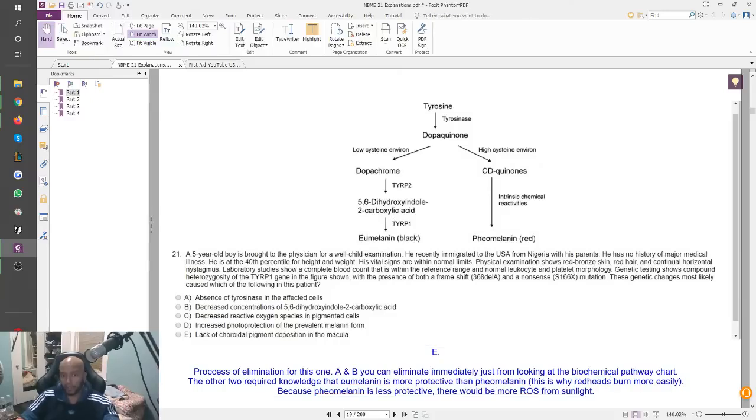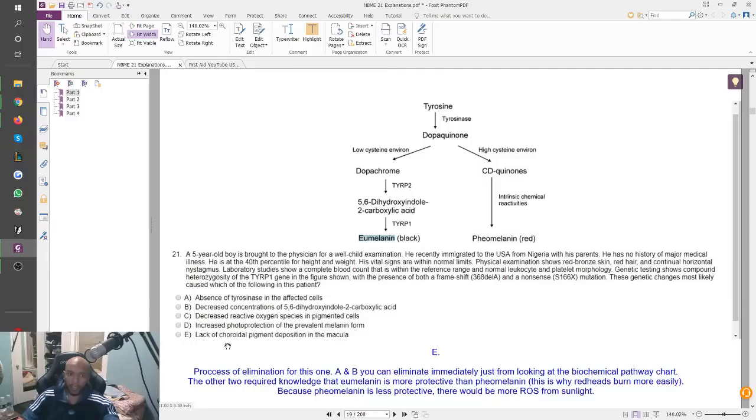And when you don't have TYRP1, you're not gonna make eumelanin, right? Because that's what they told you in the question. In the question they said you have a mutation of the TYRP1 gene, so that means your TYRP1 is not working, so you're not gonna make eumelanin. They didn't put that as an answer choice. Had they written, you're not going to make eumelanin, that would be the correct answer choice, and you would pick it and you would move on.